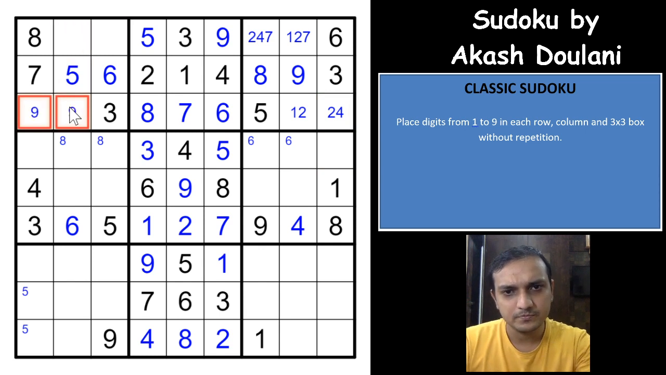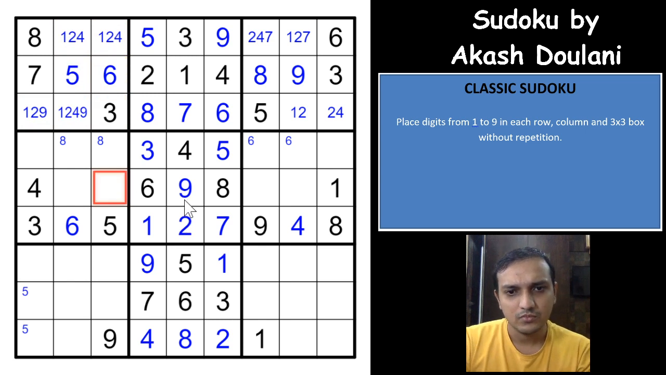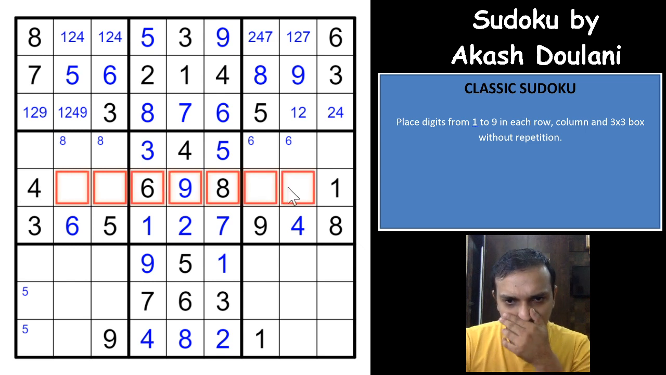So 9, 4, and 1 and 2 will come in all these cells, so I'll just write as it is. Okay, I'll see this row as well.